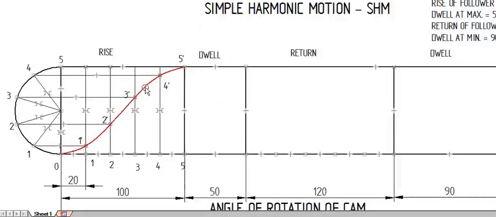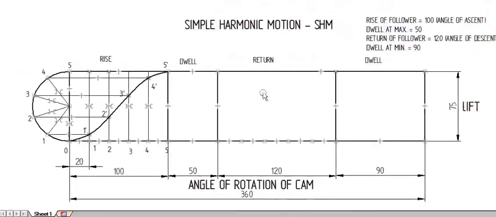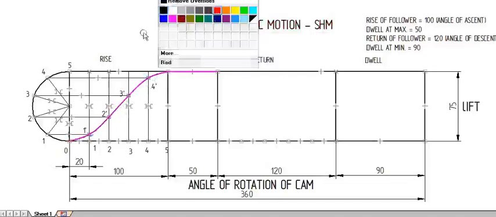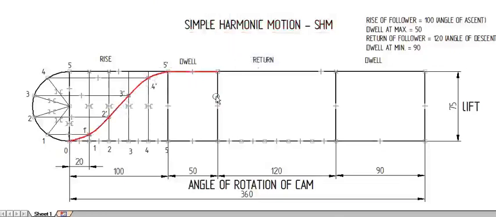After that is the dwell period of 50 degree. That means the follower remains at the maximum point till the end of 50 degree. So our graph will be starting from here till here. I am showing this as a red line. So we have reached this point.